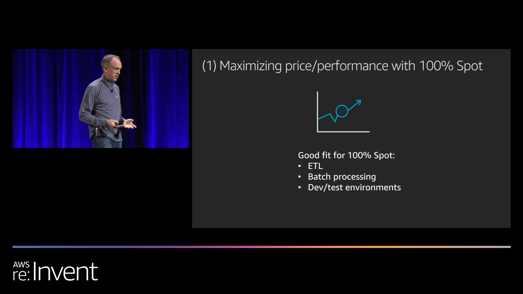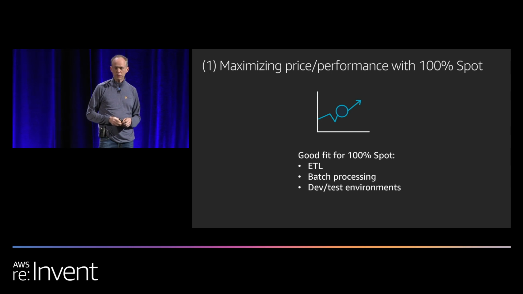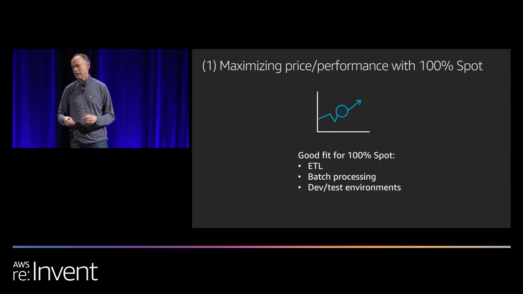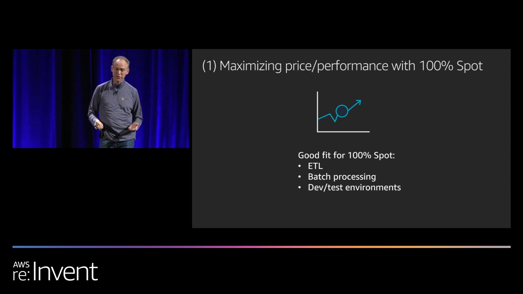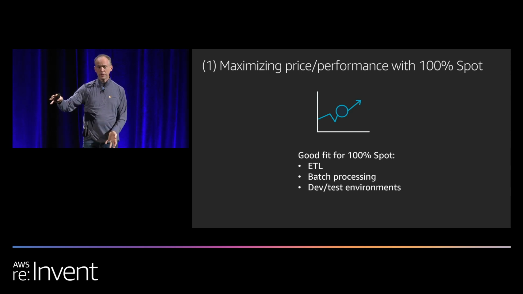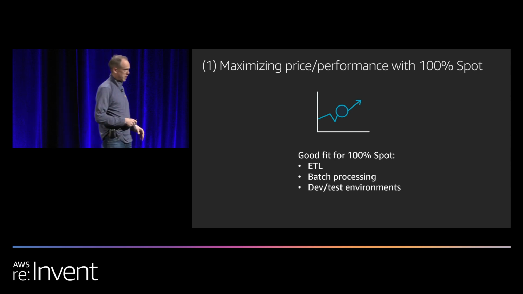Same thing with batch processing, right? If you're doing a bunch of image or video transcoding or something, and yes, you need it to finish eventually, but you just want to save a lot of money, run it all on spot. There's no reason not to. Dev and test is another one. You might want your development environment to look just like the production environment, but unlike the production environment, it doesn't have to be up all the time, so run it on spot.